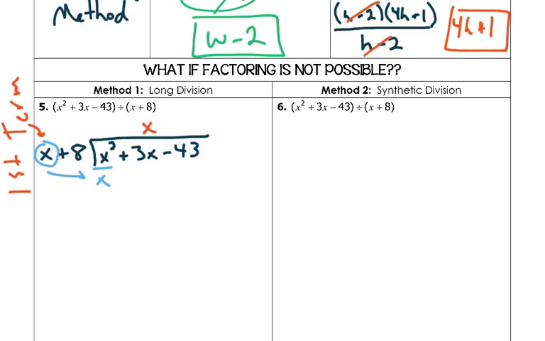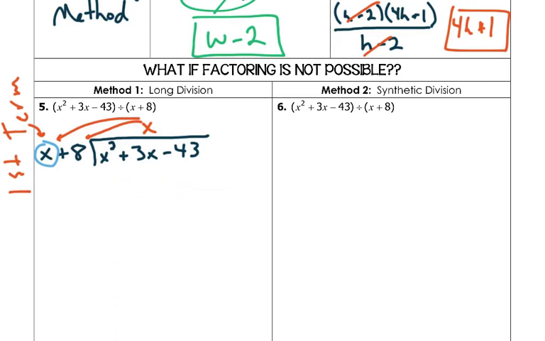Now I'm going to erase this. We just divided by the first term. That was it, first term to the first term. Now we're going to multiply that back to each of these and put them under the like terms that we see above. So line them up with the like terms. You don't need to write that, I just want you to see that and understand it.